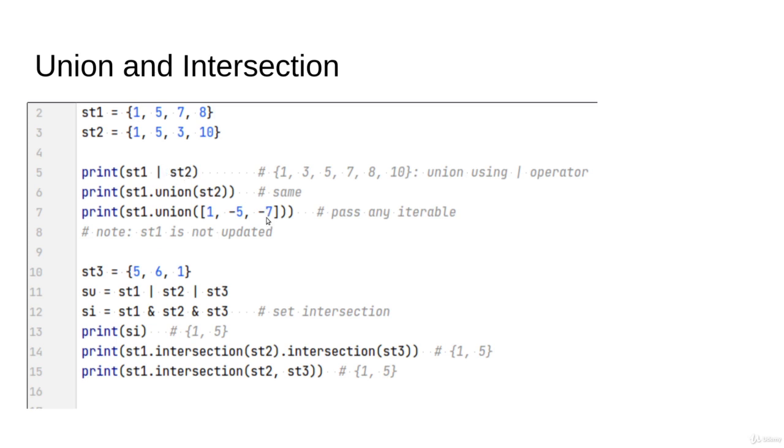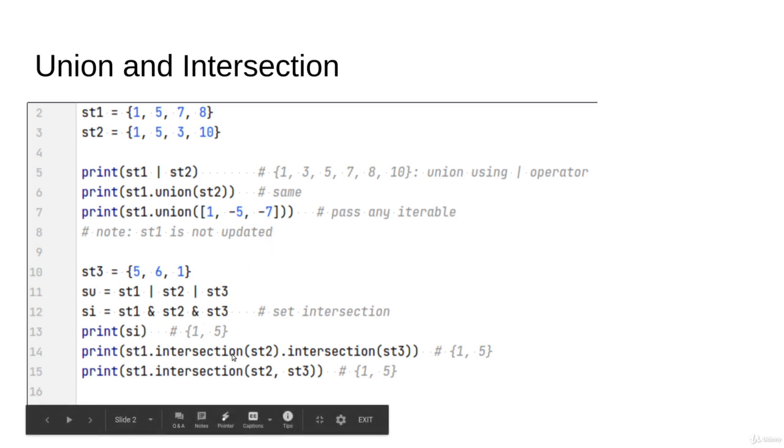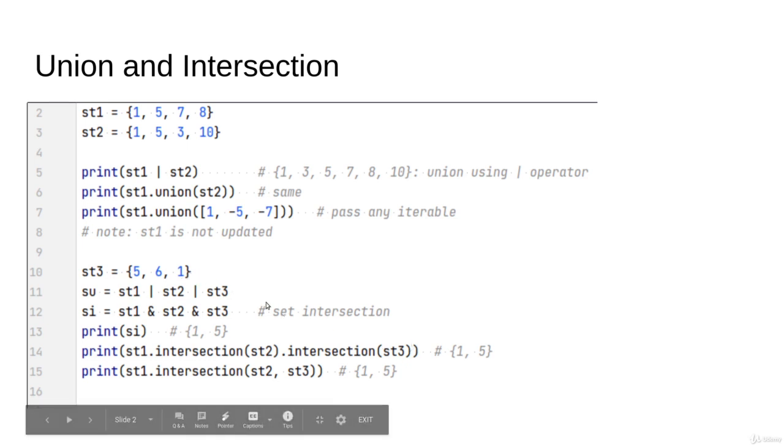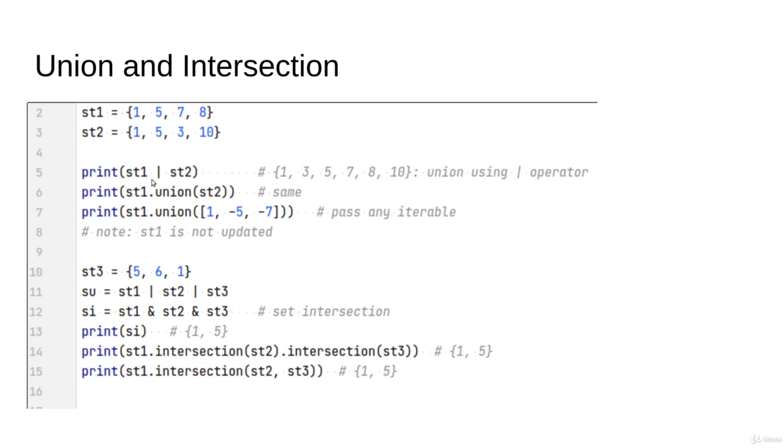In a very similar way, you can have the intersection. Either you can call the intersection method, or you can use the AND operator. So we read it like st1 & st2 & st3, which will get the intersection of all of them. I'm adding here a third set, which has 5 and 6 and 1. If you try to OR all of them together, you will end up with a big set. But if you try to AND all of them together, you end up with only 1 and 5. Consider here, 1 exists in st1, st2, st3, 5 exists in st1, st2, st3, but 6 exists here only, 7 here only, 3, 10 here only, and so on.